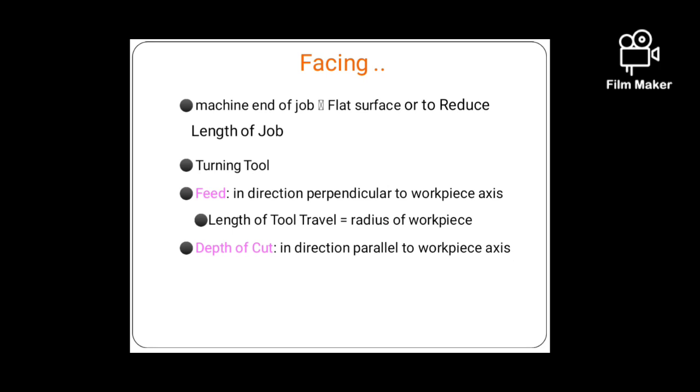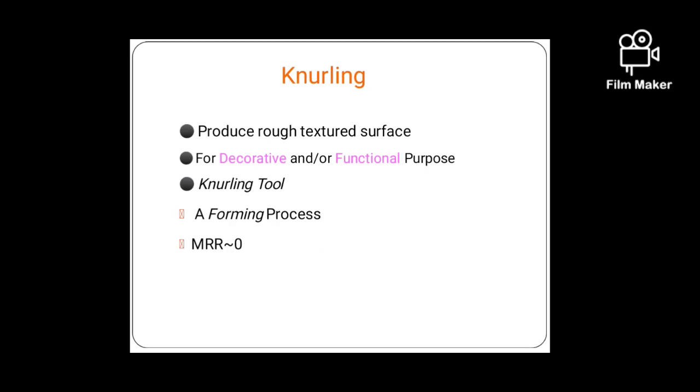The feed is in the direction perpendicular to the workpiece axis. The length of tool travel is equal to the radius of the workpiece. The depth of cut for facing is in the direction parallel to the workpiece axis. These are the major requirements to develop the facing of the workpiece.